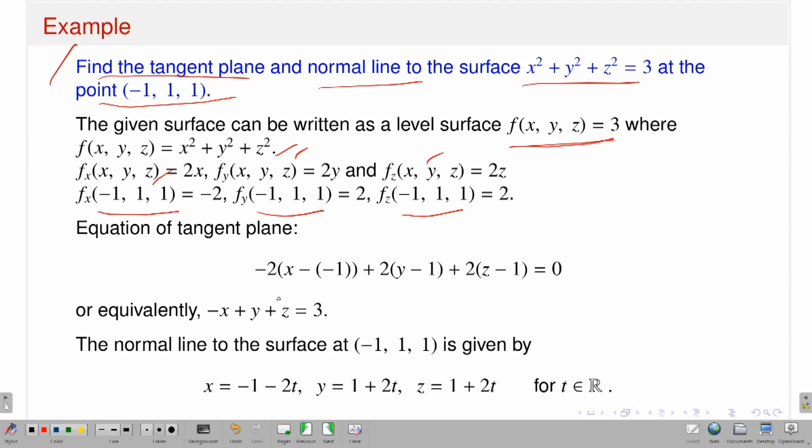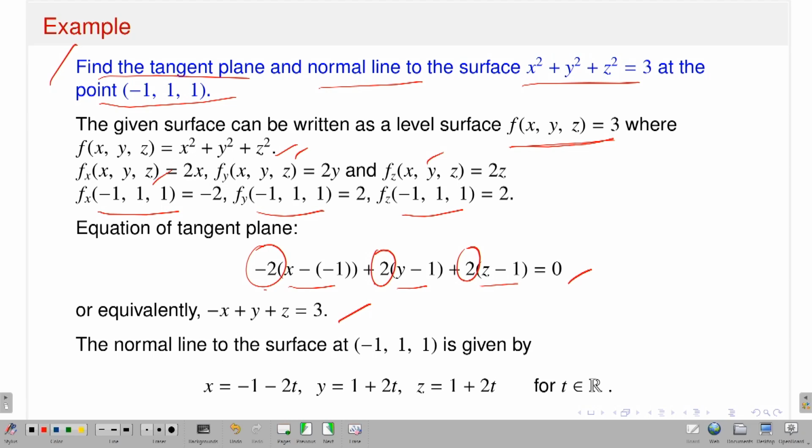Therefore the equation of the tangent plane is nothing but x minus x naught, which is x minus (minus 1), y minus y naught, y minus 1, and z minus 1, and then the corresponding factors will be the partial derivatives of f with respect to x, y, z at the point (minus 1, 1, 1), and this is nothing but minus 2, 2 and 2. And this is the equation. So equivalently, this is the equation.